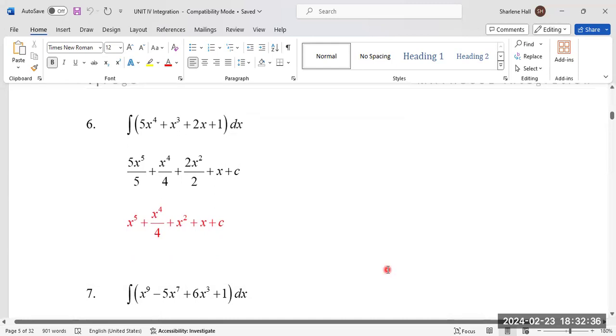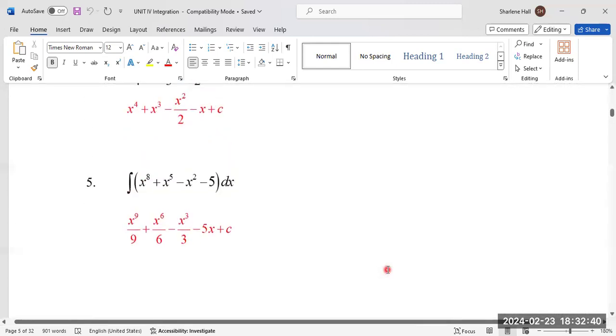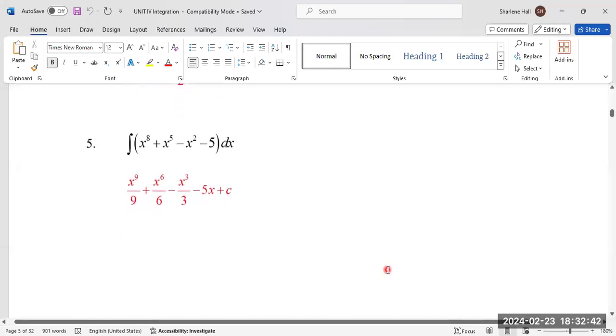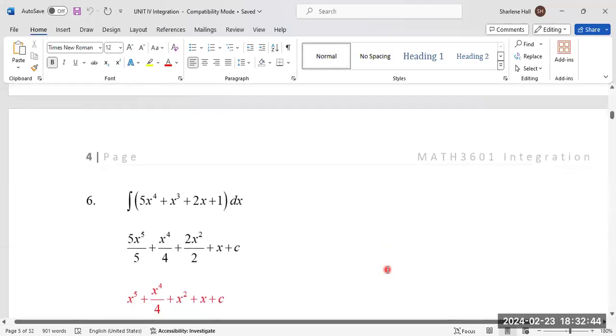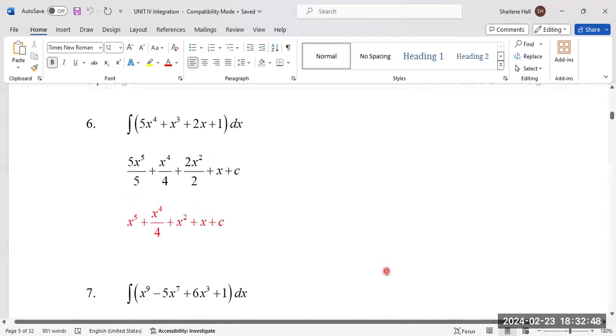Sir, hold on, sir. Can you scroll up? Let me see 5. Let me just check a 15 actually. Thanks, sir. Quick and fast. I give you a minute for number 7.